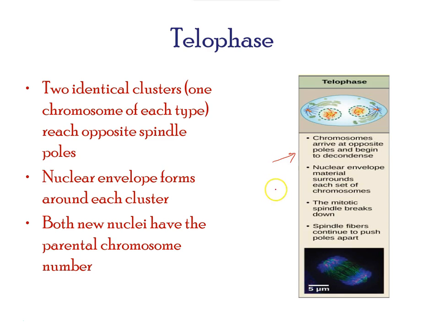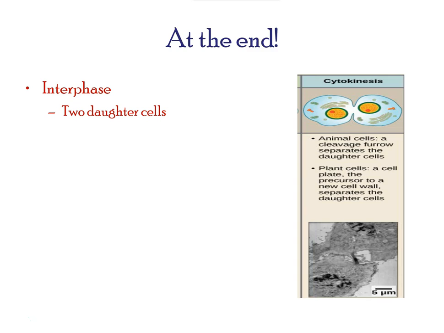The nuclear envelope starts appearing and the spindle fibers break down. Almost all the steps are opposite to the initiating process. This is the last stage of the cell division and it is followed by separation of the cytoplasm.